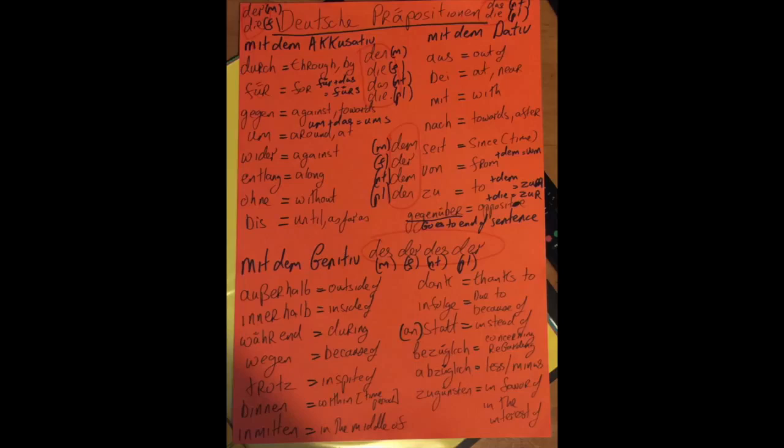So again, prepositions that take the genitive case are außerhalb, out of; innerhalb, inside of; während, during; wegen, because of; trotz, in spite of; binnen, within, again within a time frame; inmitten, in the middle of; dank, thanks to; infolge, due to or because of; anstatt, instead of, but you can just leave out the an and have statt for instead of; bezüglich, concerning or regarding, you'd see that in very formal letters; abzüglich, less, minus; und zugunsten, in favor of or in the interest of.